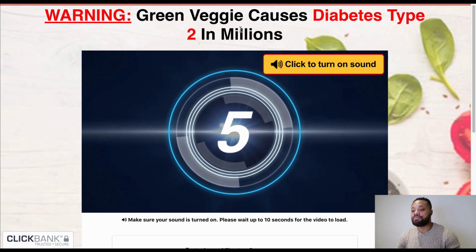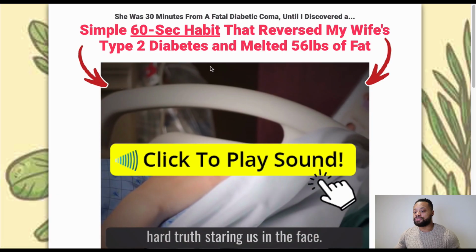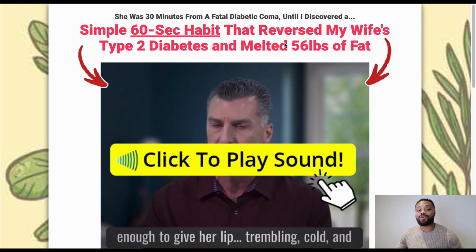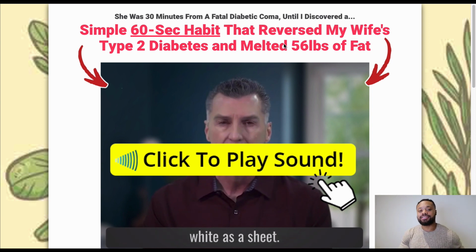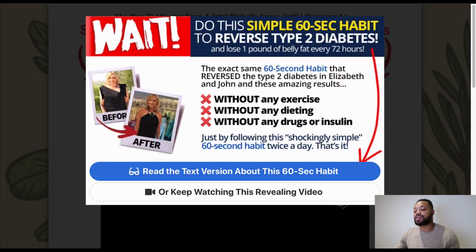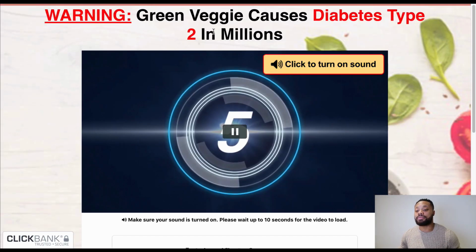Green veggie causes diabetes type 2 in millions. So they're angling things very differently. One is angling it in the sense that this is like a hack that can kind of defeat diabetes. So if you go back to this one, yeah, this simple 60 second habit that reversed this person's wife's diabetes. So it's more of a hack type of VSL in terms of the angling, whereas the other one, you need to look at these subtle differences. The other one is geared towards talking about this specific veggie that's causing diabetes.